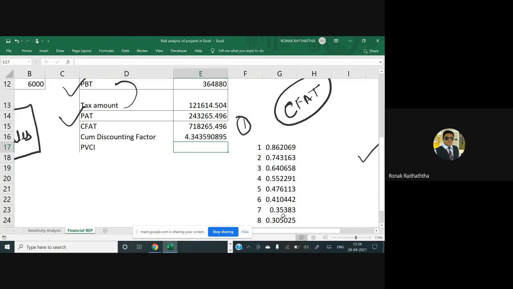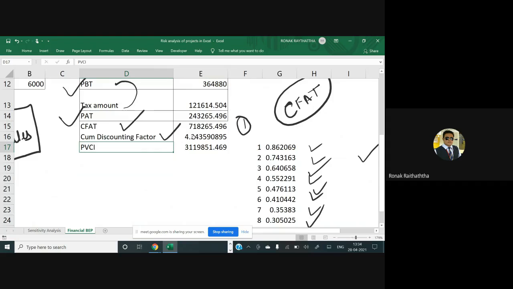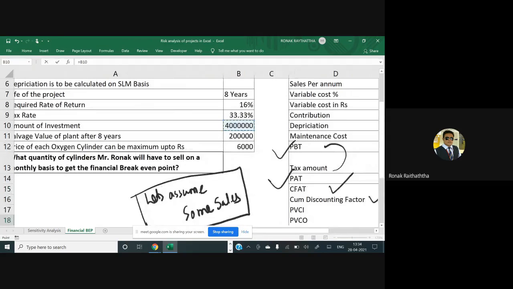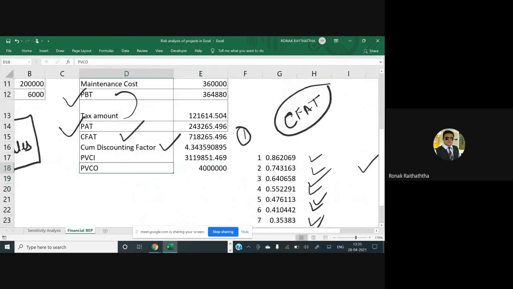PVCI can be the multiplication of cash flow after tax and cumulative discounting factor. We are assuming that the cash flow after tax will remain constant for all these years. So this is the multiplication of CFAT multiplied by the cumulative discounting factor. You have got the PVCI, then PVCO is also given to you, my friends, that is equal to the initial expense of 40 lakhs. I'm linking that cell, pressing enter. So my NPV, which is the ultimate dependent cell after all this calculation, is PVCI minus PVCO, which is coming negative.